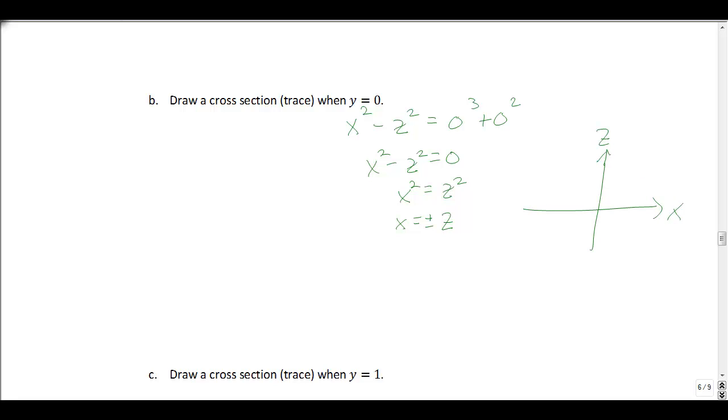So when we go to graph this, we're actually going to get two lines. x equals z is this line here. We're also going to get x equals negative z, which is this line here. This is sort of this x here. So our cross section is an x when y equals 0.